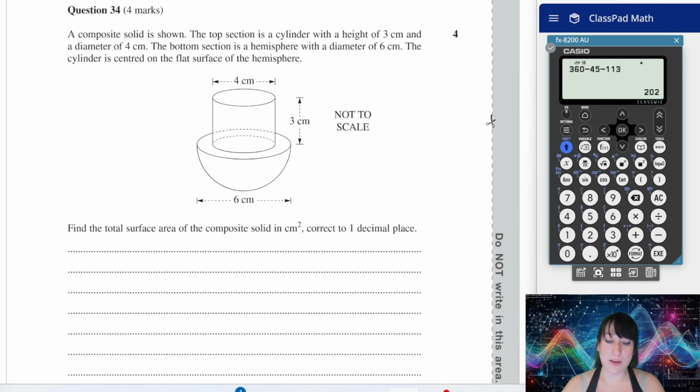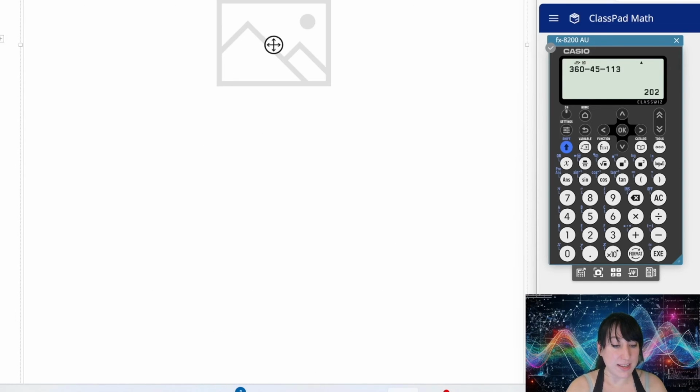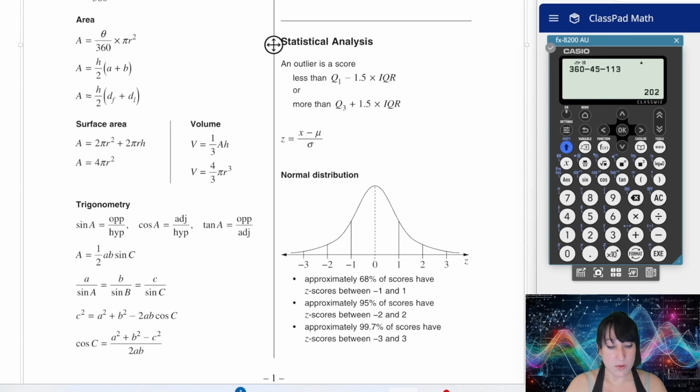Okay, surface area. So, let's start with the cylinder. The surface area for a cylinder is on the formula sheet. So that is this one here. Hopefully you recognize it and know what those two parts are. This first part is 2 circles. The second part is the rectangular curved surface that goes around to form the cylinder.